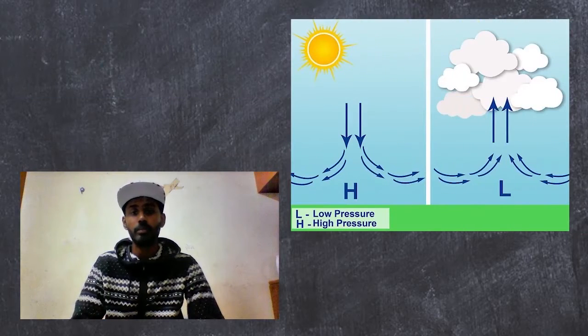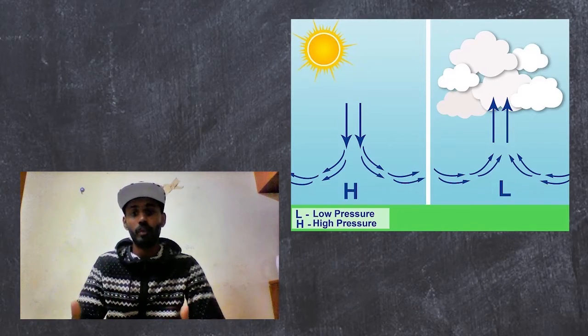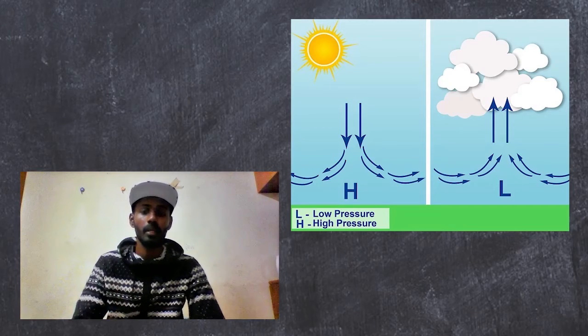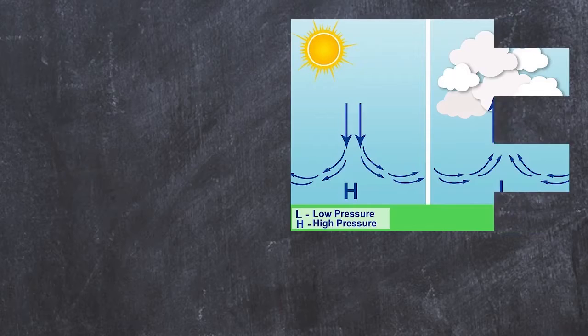Unlike the high pressure system, low pressure systems are not calm, where they bring severe weather to our atmosphere. Why does this happen? Because when the rising air diverges at the upper level, clouds are formed, and these clouds eventually turn into rainfall, thunderstorms, and can become more severe.